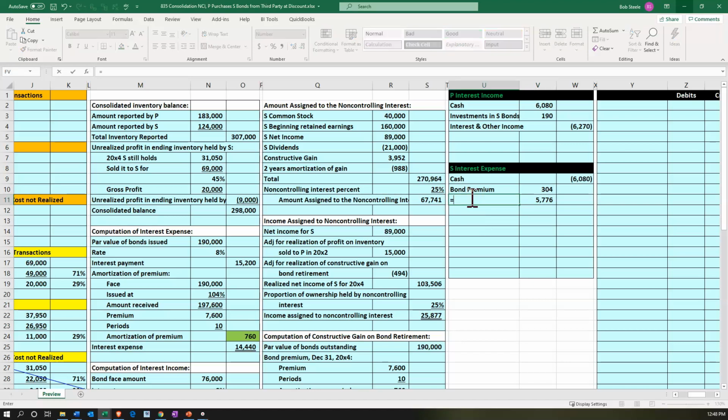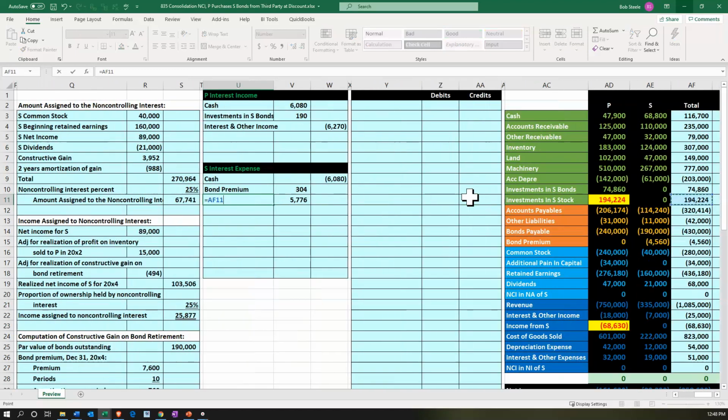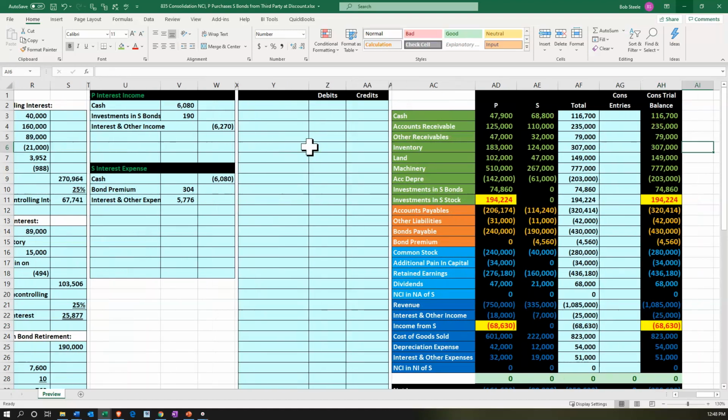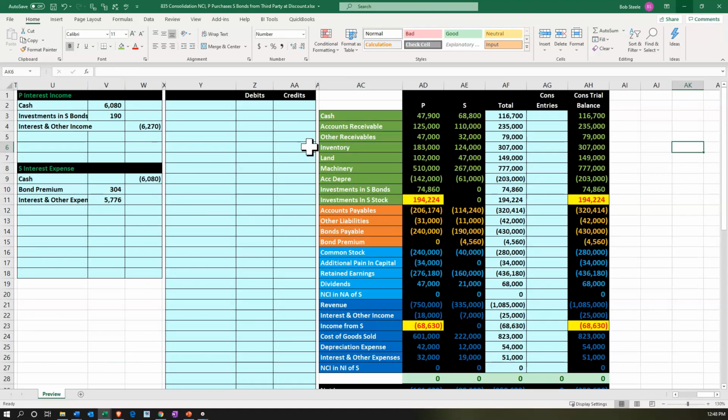Difference here, then going to the interest expense, which we have down here in interest and other expenses. So we're going to take a look at these. These will be in play once we go down and do our elimination entries.